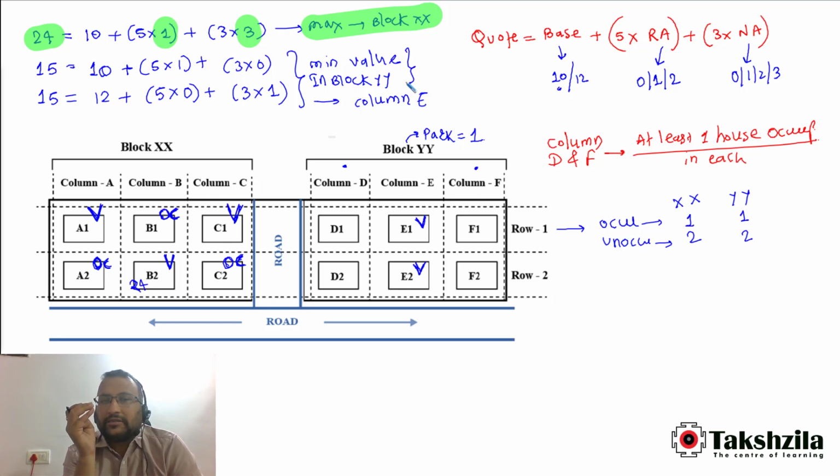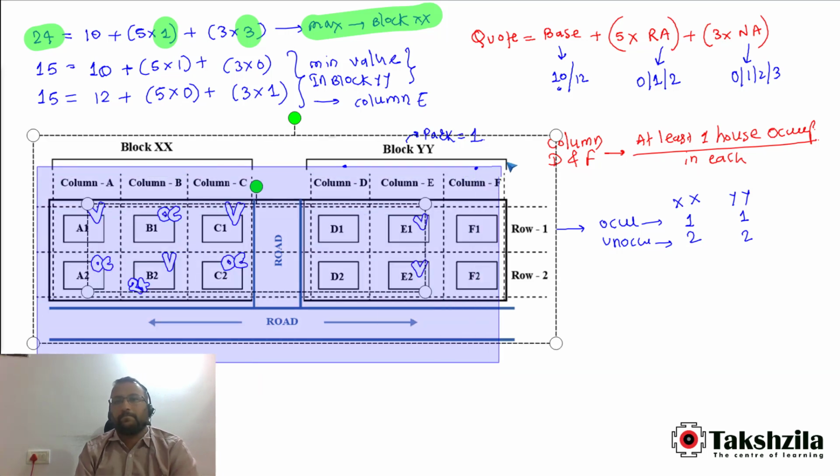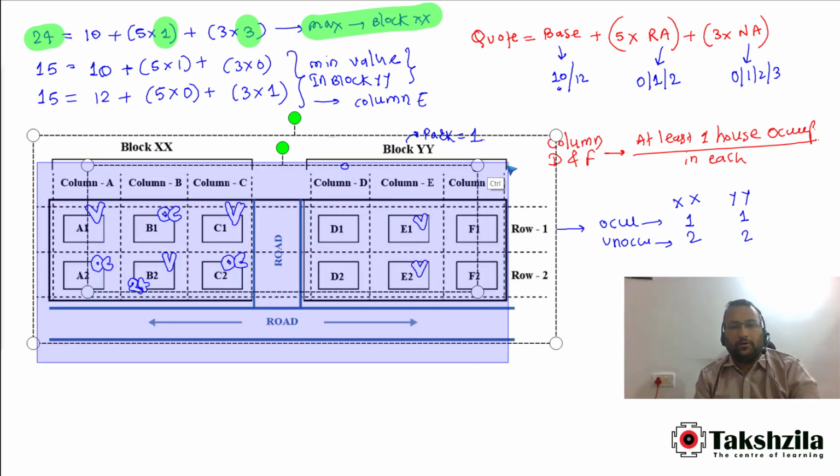And the neighbor adjacency is 0. So E2 can be a house with the quoted value 15 lakh. And the second possibility: 15 is equal to 12 plus 5 into 0 plus 3 into 1. So we need to check both the possibilities over here. So let's make two cases here.